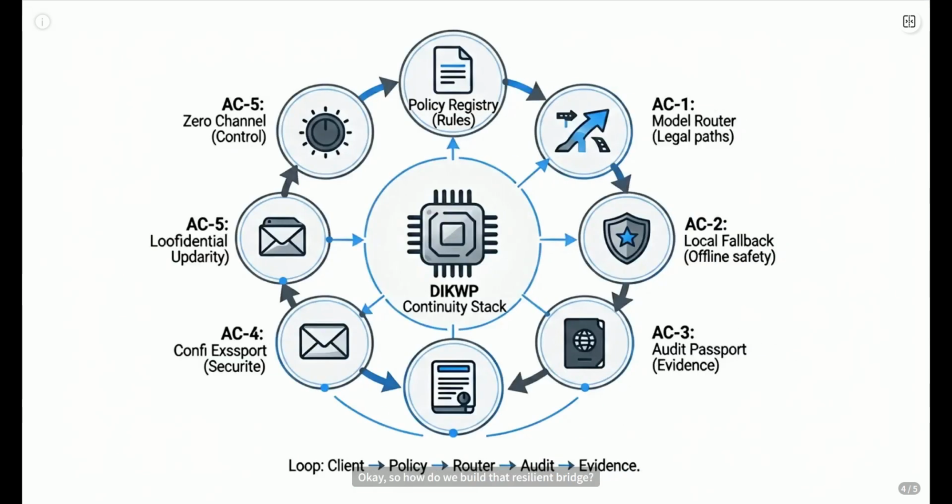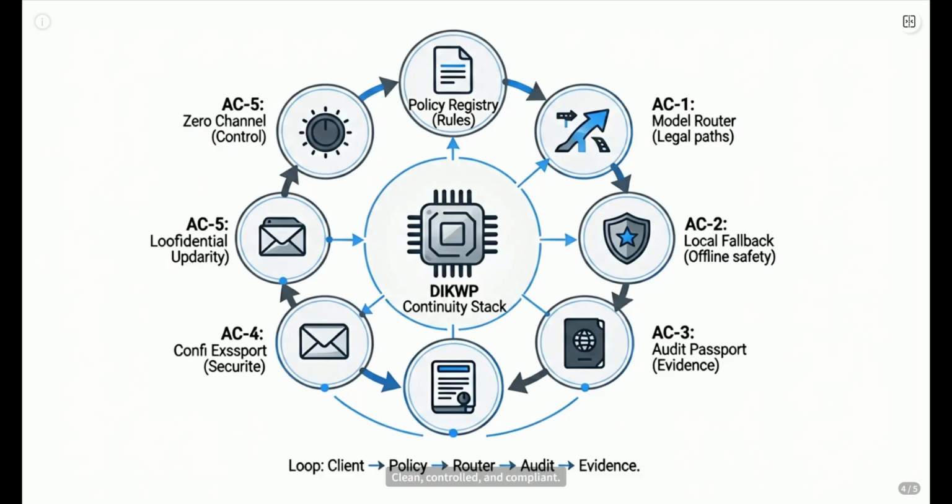Okay, so how do we build that resilient bridge? Enter the DEEC AI Access Continuity Stack. Think of it as a smart traffic control system for your AI work. AC0 sets the rules. AC1 routes your requests intelligently, using local or compliant overseas options if needed. AC2 ensures you can still work offline if external access fails. AC3 generates the audit trail, your passport proving compliance. AC4 handles sensitive data exchange securely. And AC5 controls how partner data feeds into training, preventing undeclared leaks. It's a loop. Request comes in, policy checks, model runs, audit is generated, evidence is packaged.